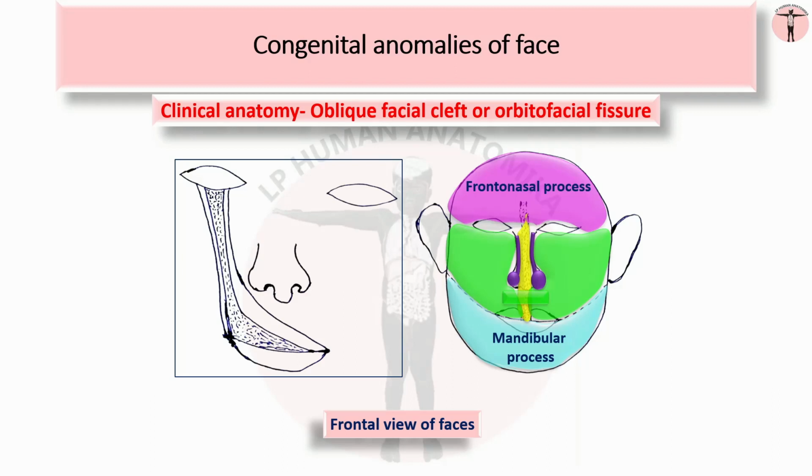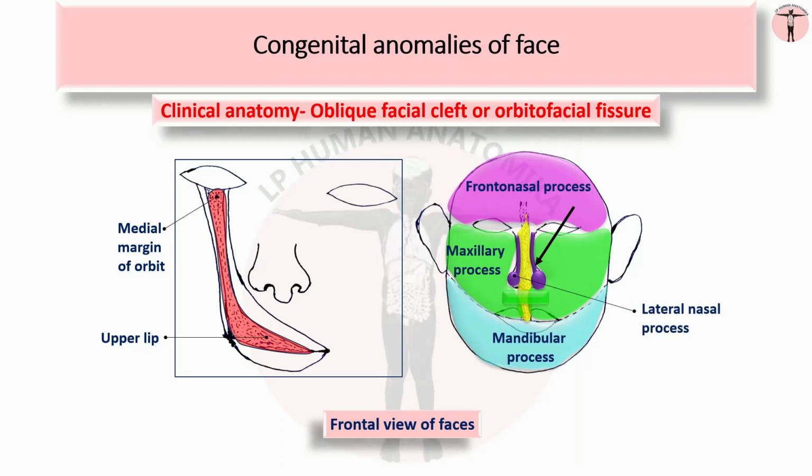Oblique facial clefts or orbitofacial fissures. They are often bilateral. The fissure extends from the upper lip to the medial margin of the orbit. It is produced by failure of fusion of maxillary prominence with its corresponding lateral nasal prominence or process. When this occurs, the nasolacrimal duct is usually exposed to the surface and is called persistent nasolacrimal groove.